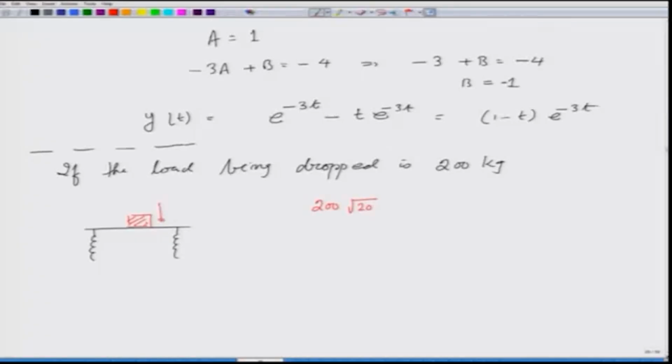This fellow falls down. By momentum conservation it is going to be 250 times v. So, v going down is going to be 4/5 square root of 20 meters second inverse. And this is v at 0, so y dot at 0 is going to be minus 0.8 square root of 20 meters second inverse.